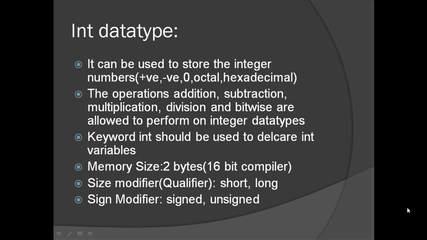Okay, so we can use size modifiers as well, like short and long, so that we can decrease or increase the integer data type size. And we can use sign modifiers as well, signed or unsigned, to represent positive or negative. Signed means we can represent positive or negative, unsigned means we can represent only positive. That is the meaning of signed and unsigned here.